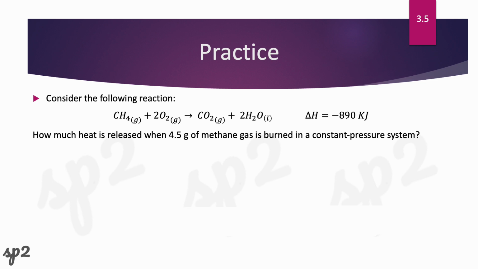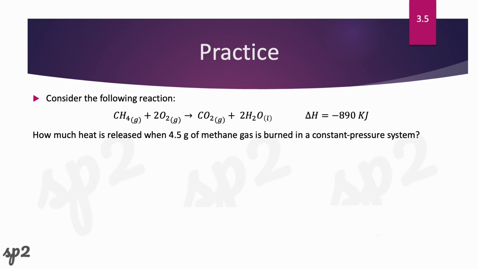So now we're going to look at this practice. It says we have this reaction, which, you know what this reaction is, right? This is a combustion reaction. And as you can see, we have delta H as negative 890 kJ. The question is how much heat is released when we have 4.5 grams of methane at a constant pressure system.